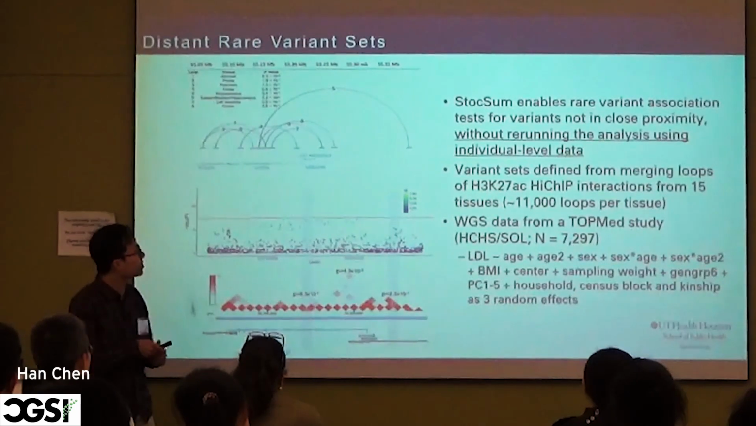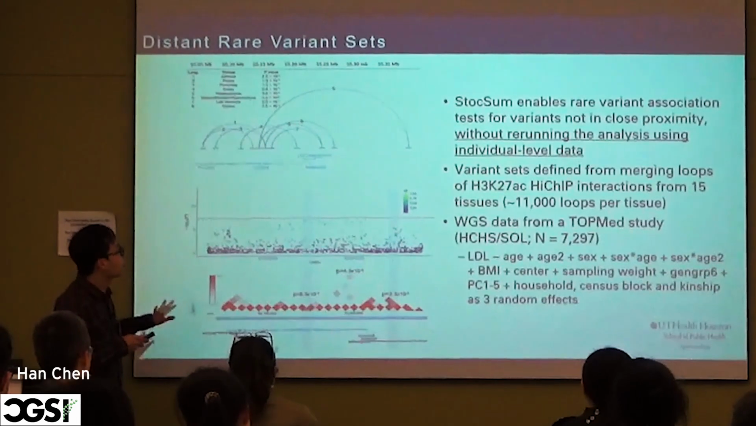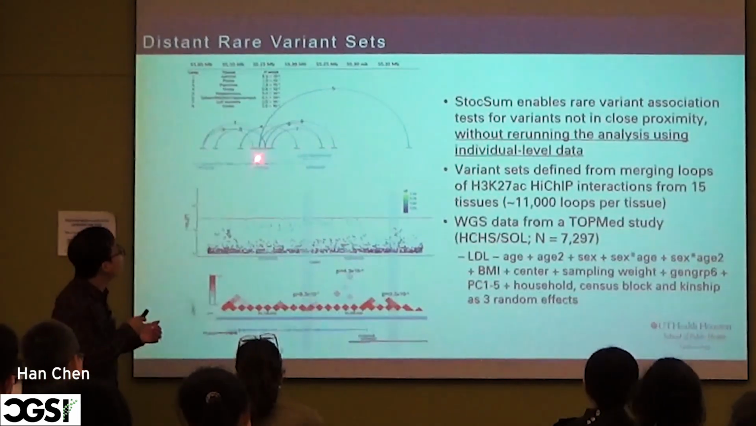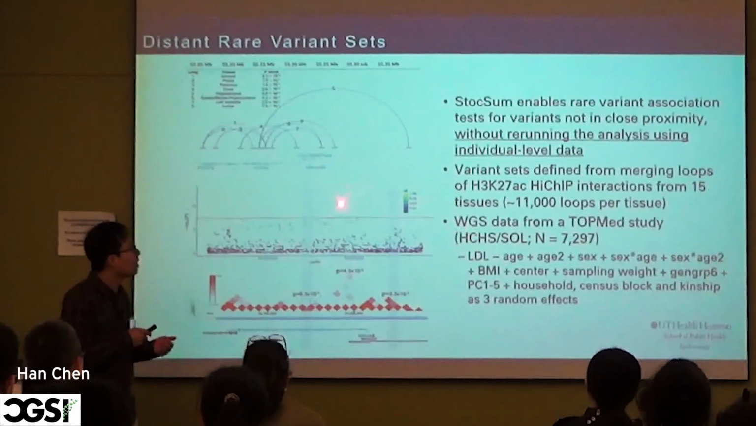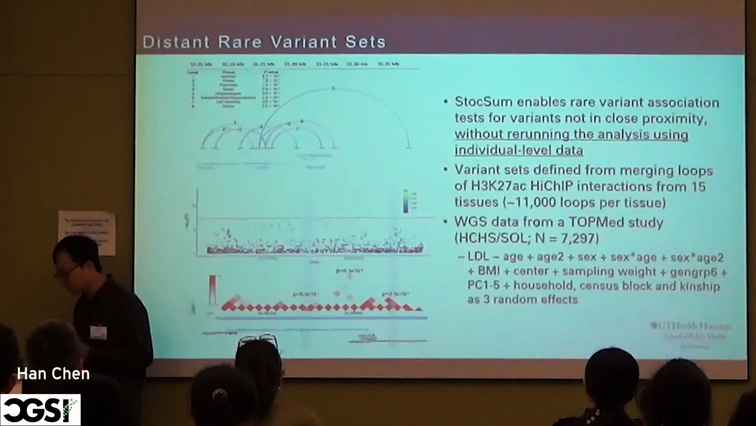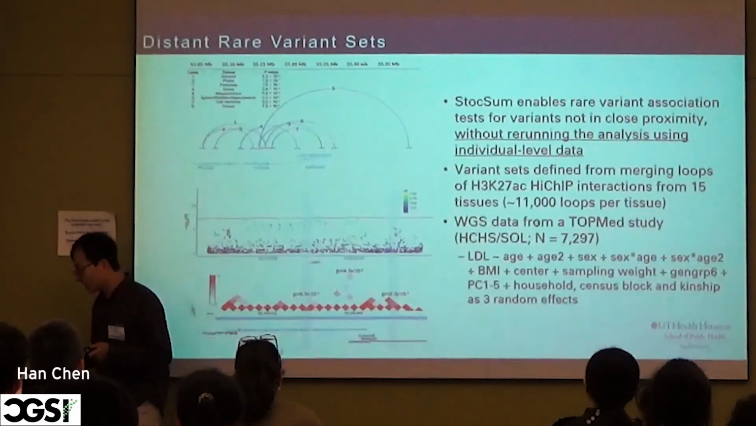It's probably not the best biological example, but at least our tool will enable us to do crazy things like that. This was previously not feasible. It has to be performed using individual level data, even if you have the summary statistics, because these variants may be very far away from each other. But now we can do that.